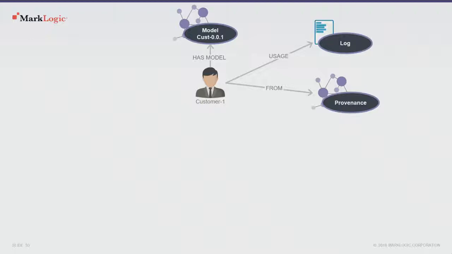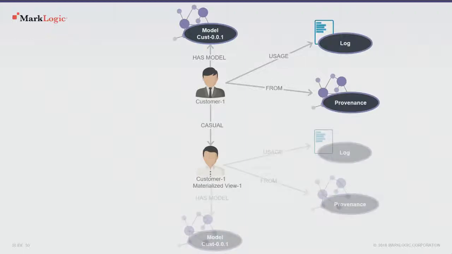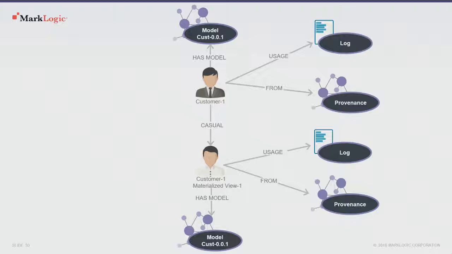A usage log fits more naturally, more easily into a document. And we link that usage log to the customer with a triple. We've also got a materialized view of the customer. So we've got Business Joe and Casual Joe. And our materialized view also has a model, has its own usage log, has its own provenance graph.